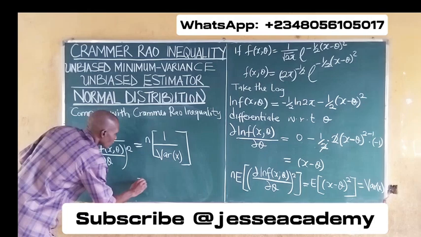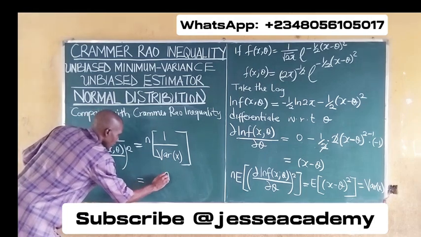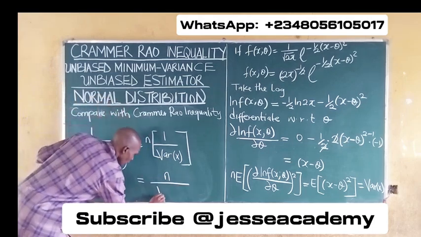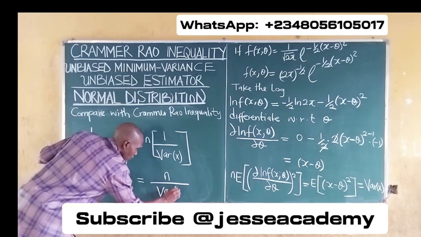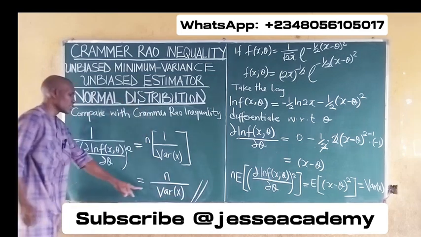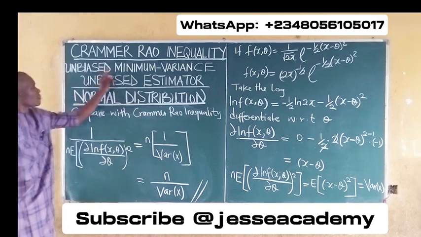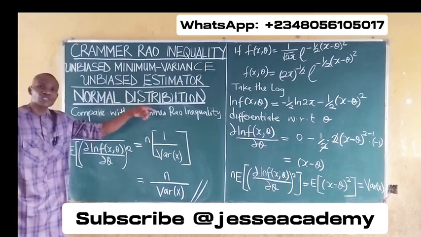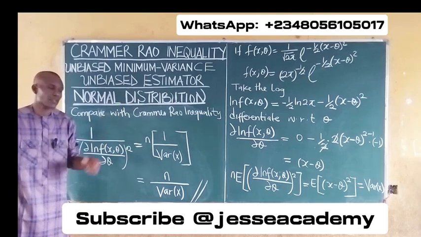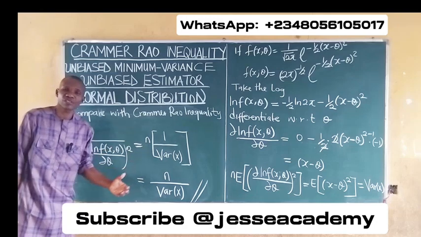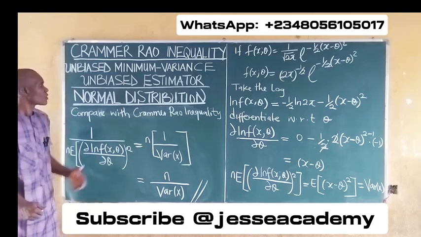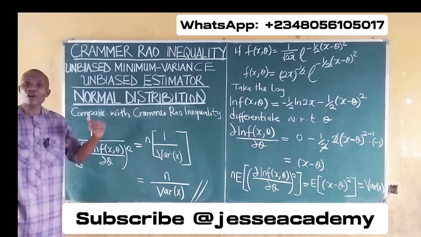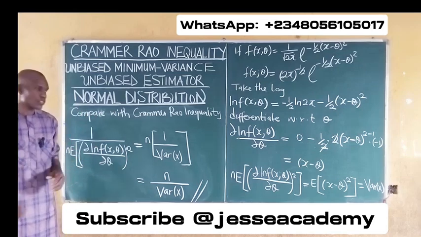So this gives us finally n into the variance of x. So this becomes the minimum variance unbiased estimator for the given normal distribution using the Cramer-Rao inequality. Once we follow these procedures, it will be very easy for us to compute the Cramer-Rao inequality or to compute the minimum variance unbiased estimator of any distribution.